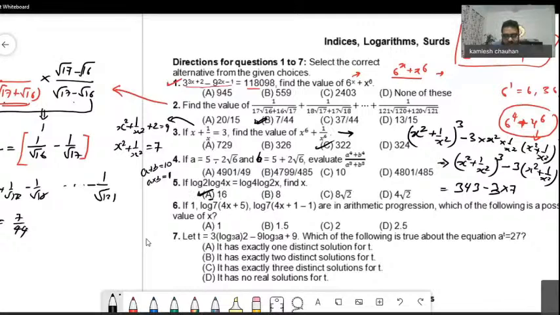Alternatively, since we have log 2 and log 4, you could have used x equal to 2 power p to solve this question.